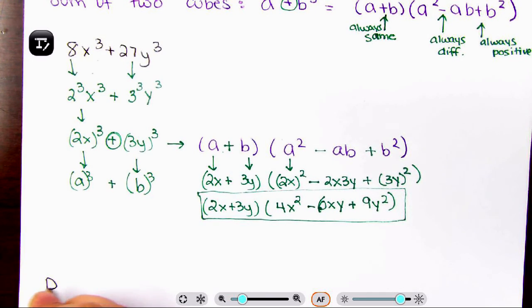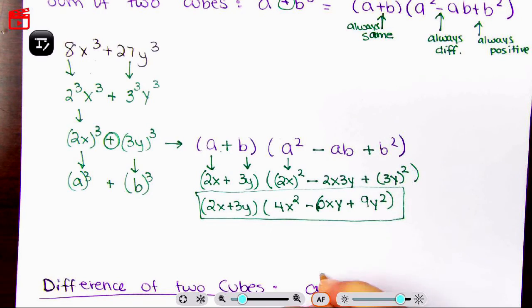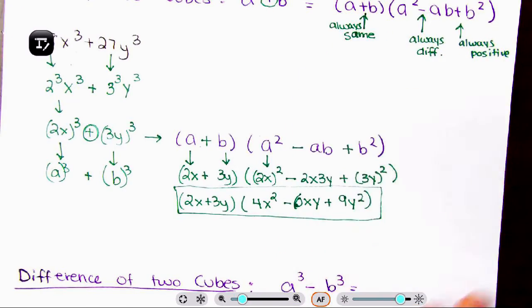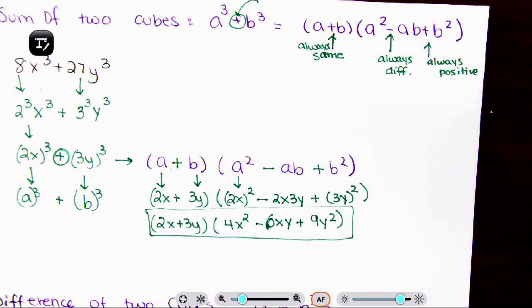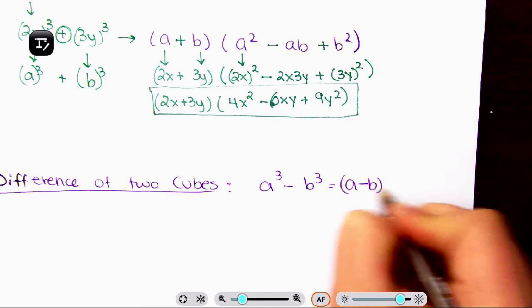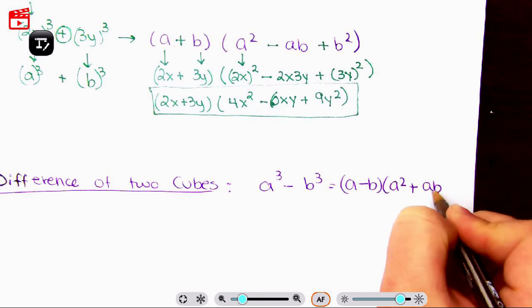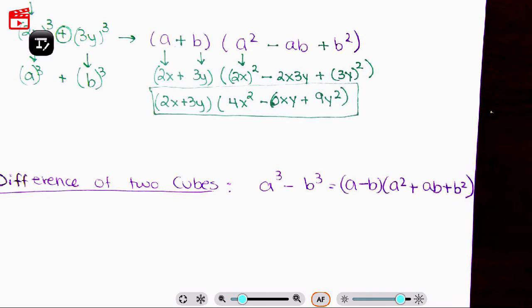Let's try difference. Let's try this in purple. Of 2 cubes. Now we have the difference of 2 cubes. Only difference is that you have a different symbol in the middle. It's a minus. So the factoring is the same except the symbols. Always the same, always different, always positive. So we have a, always the same, so it's going to be a minus. Then we have a squared, always different, so it's a plus. And always positive, so it's a plus.